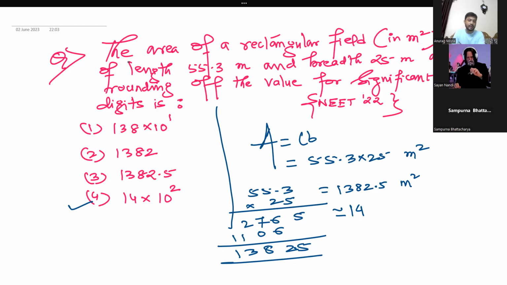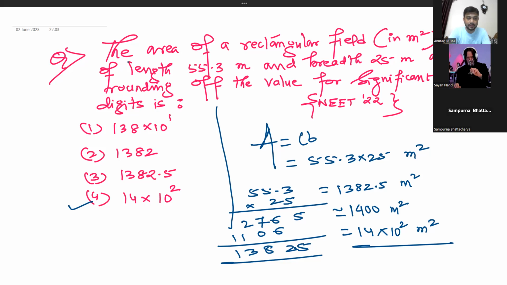14. And हमें पता है कि once the numbers to be dropped are lying before decimal, you have to replace the other numbers by zeros, right? तो ये हो जाएगा 1400 meters square. 0.0 नहीं लगाएंगे क्योंकि 0.0 लगाने से it will become 5 significant figures. So the result will be 14 into 10 to the power 2 meters square. Clear? Yes, sir. Shine, is it clear? Yes, sir. Okay, so this was the part on significant figures and methods of rounding off.